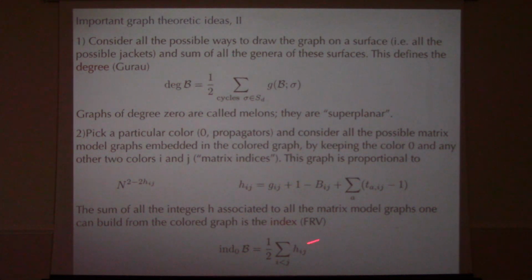Now, you can sum all these indices H_ij over all possible matrix models embedded in the tensor model, and that defines what we've called the index of the graph. Okay, and it's also a positive number because we know that these H's are positive. So you have really two natural notions associated with the tensor model graph. The degree, which is the sum of the genera of all the jackets. This is all the possible ways of drawing the graph on a surface by keeping all the colors. Or the index, which is by looking at all the matrix models embedded in the tensor model, singling out two indices out of the R that you have, and doing all the possibilities and summing. That gives you another positive number, the index.